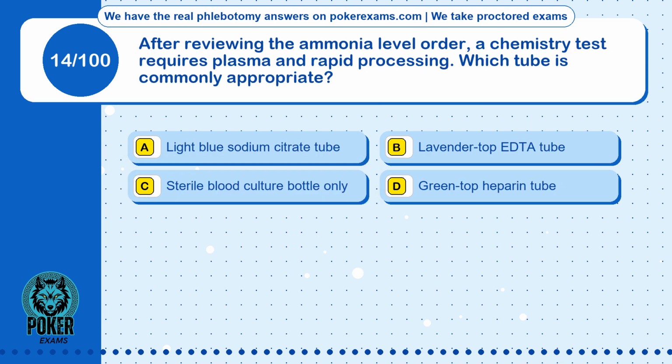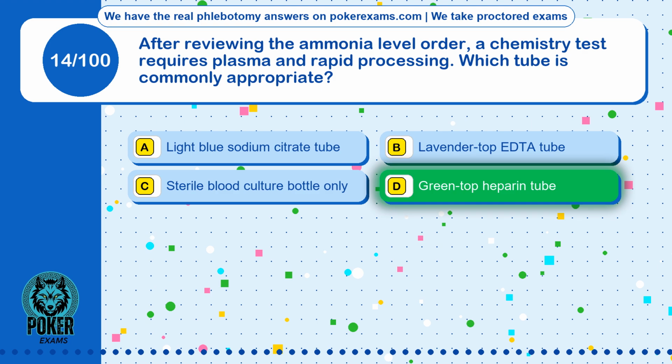Question 14. After reviewing the ammonia level order, a chemistry test requires plasma and rapid processing. Which tube is commonly appropriate? Option A, light blue sodium citrate tube. Option B, lavender top EDTA tube. Option C, sterile blood culture bottle only. Option D, green top heparin tube.